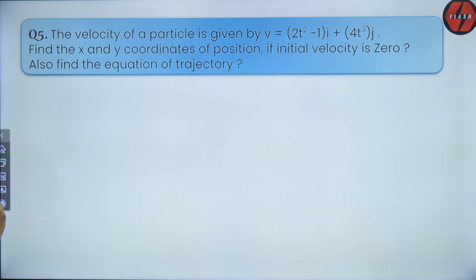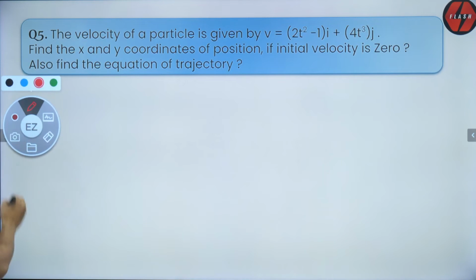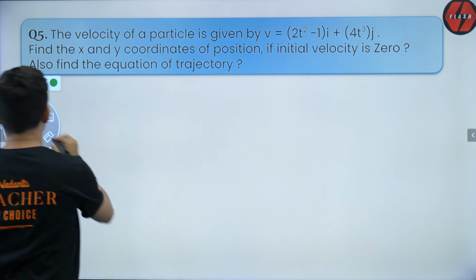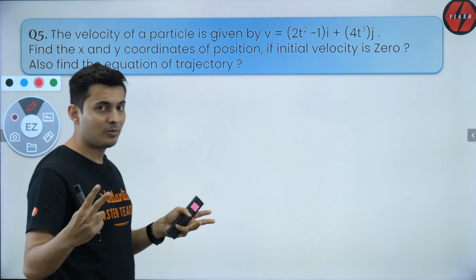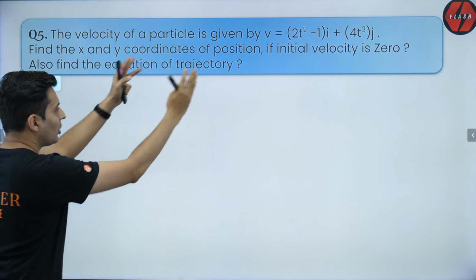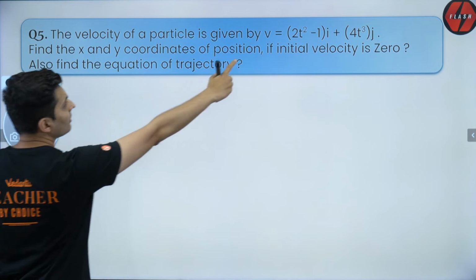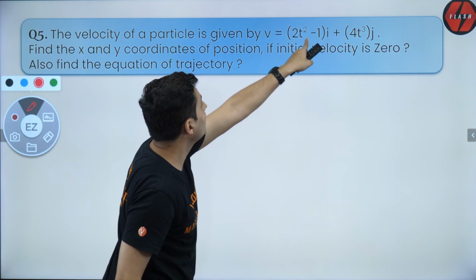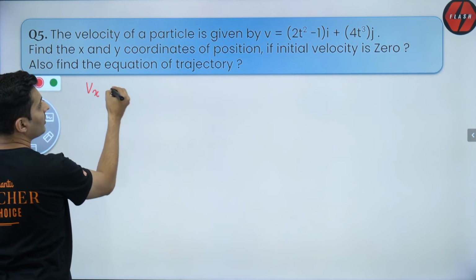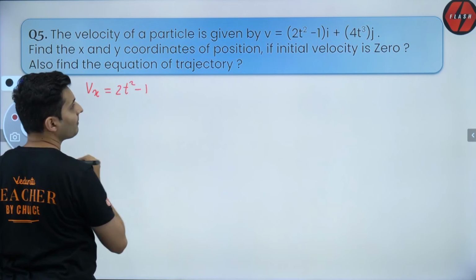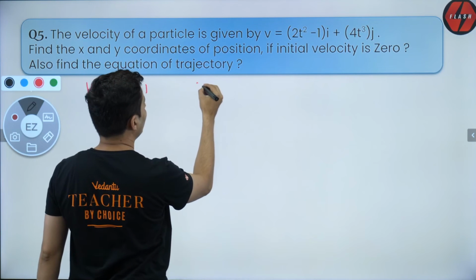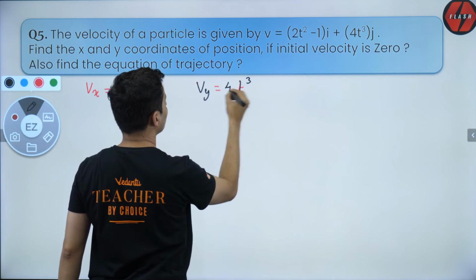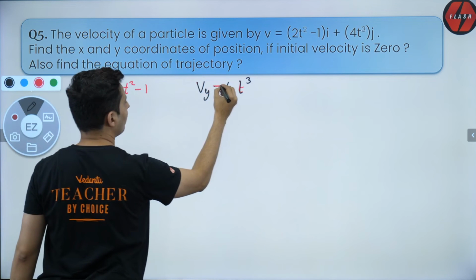Well, in this question you had to find the equation of trajectory. This was the last question, and you can see there is something i cap and something j cap. So the trick over here, this is a two-dimensional problem, but don't get scared at all. Just solve everything systematically and separately. That's all. So here they have given you the x velocity is 2t square minus 1, and they have also told that the y velocity is just 4t cube. Okay, so that is what they have given.